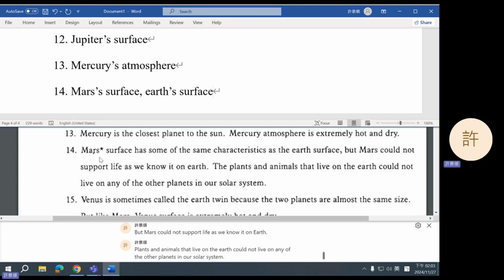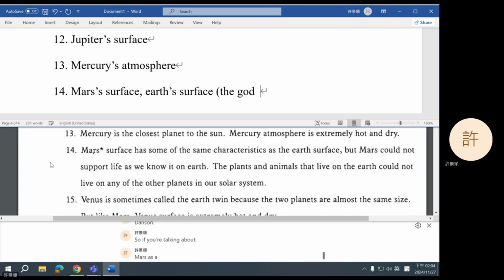Okay, you see this asterisk, 星号. This usually means that there is a note. I cut off the note to save space, but the note said this. Mars is the name of a planet, but it is also the name of an ancient Roman god, 战神. So if you're talking about Mars as a god, it looks like this.